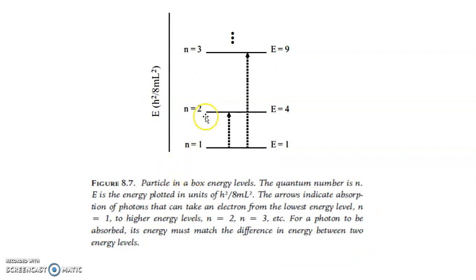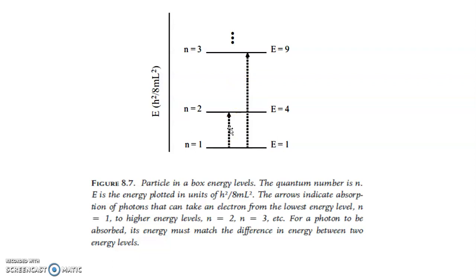Now here n is equal to 1, n is equal to 2, n is equal to 3, E1, E4, E9, and so on like this. So for the particle in a box energy levels, the quantum number is n, E is the energy plotted in units of h square by 8 m L square. This is the formula. The arrows indicate absorptions. This is the absorption of photons that takes an electron from the lowest energy level n is equal to 1 to a higher energy level, n is equal to 2, n is equal to 3.